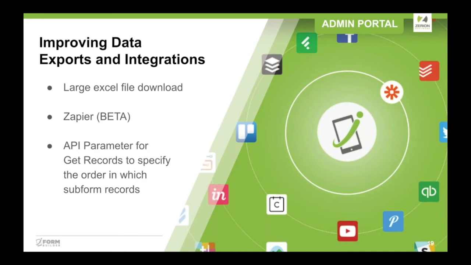Additionally, on the API side, we have added a new API parameter for some of the development folks out there who are using our APIs day in and day out. For subform records specifically, you can specify a parameter that lets you switch the order in which subform records are returned via the API. One order would be the order they were collected, 1, 2, 3, 4, 5, or you could reverse the order and it could be 5, 4, 3, 2, 1. So there's a new parameter for that, and we expect new APIs and parameters as well in 2020.